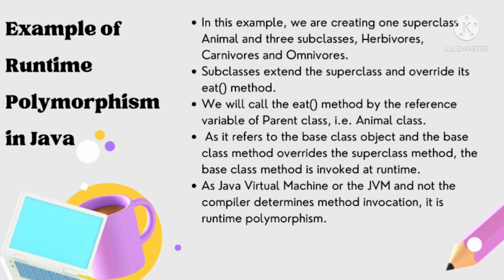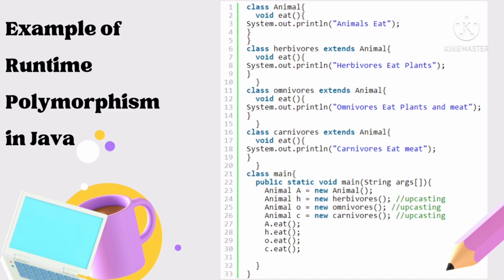As the Java Virtual Machine, or the JVM, not the compiler, determines method invocation. It is runtime polymorphism. Let's discuss the implementation detail of this example. Here there is a class named animal. This class has a method named eat. Eat method will print animal eats.